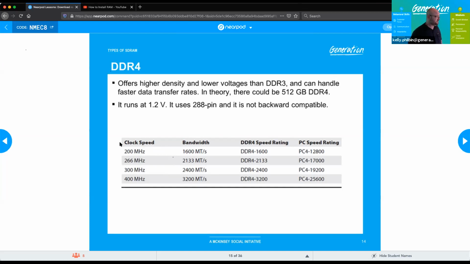So you have your clock speed, double it 4 times, gets you up to 1600, and then that'll give you your speed rating or your bandwidth. So DDR4 is about as fast as it goes for right now. It runs at a lower voltage rating, 1.2 volts, and they use a 288 pin and it's not backwards compatible.